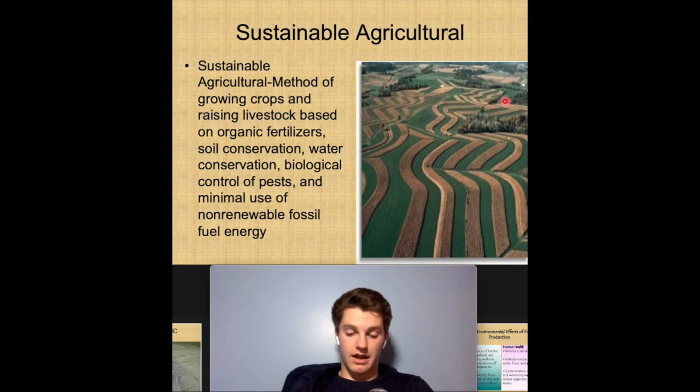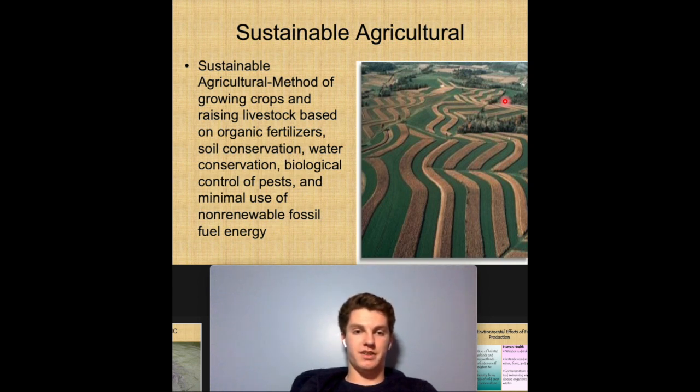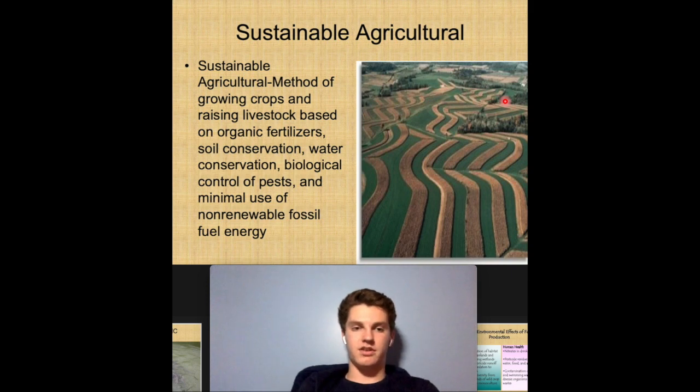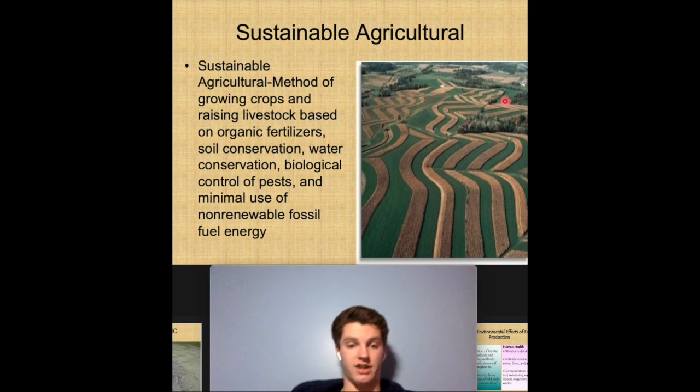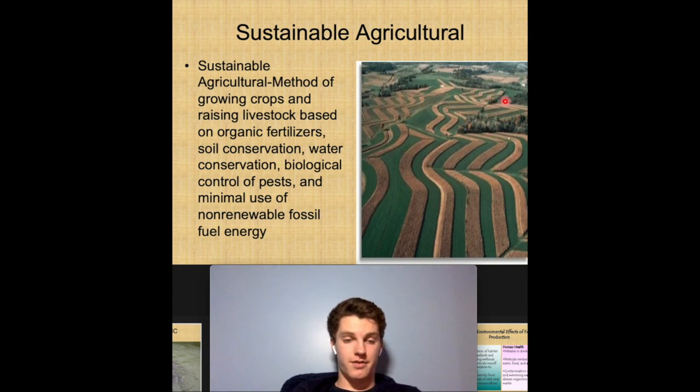Sustainable agriculture. It is possible to be sustainable and to feed a ton of people all at one time. It's a method of growing crops and raising livestock based on organic fertilizers, using proper soil conservation measures, water conservation measures, using more biological methods to control pests versus chemicals, and the minimal use of non-renewable fossil fuels for energy.